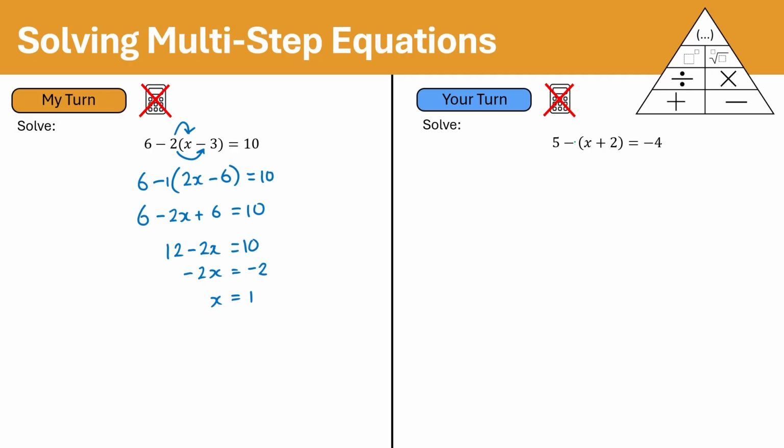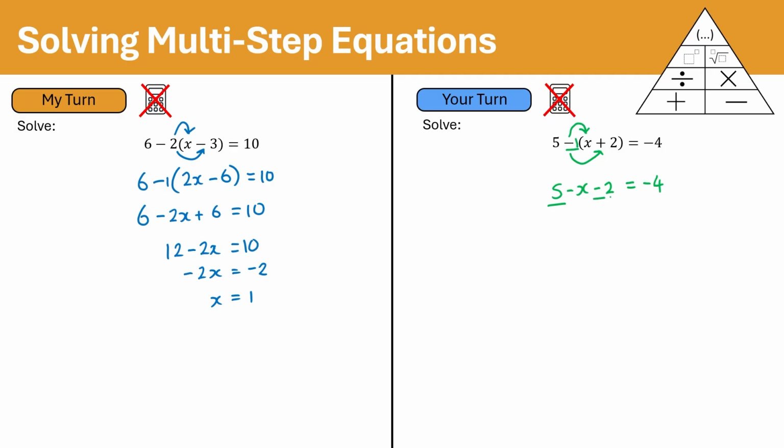Okay, so what I have in front of my bracket is a negative 1. So I could think of this as negative 1 multiplied by x and negative 1 multiplied by 2. Or I could think of it as I need to subtract x and I need to subtract 2. So let's think of it in terms of negative 1 multiplied by x. Well, that would give me negative x, and then negative 1 multiplied by 2 gives me negative 2, and that's equal to negative 4.